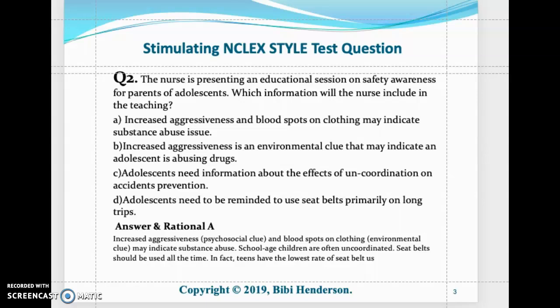Question number 2, the nurse is presenting an educational session on safety awareness for adolescent patients. Which information will the nurse include in the teaching? So the correct answer here is A. Increased aggressiveness and blood spots on clothing may indicate substance abuse issues. So I have the rationale here, increased aggressiveness, psychosocial clue, and blood spots on clothing, environmental clue, may indicate substance abuse.